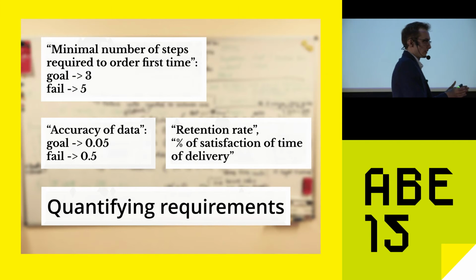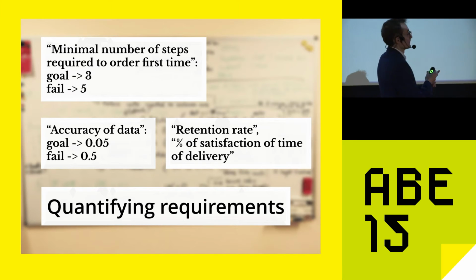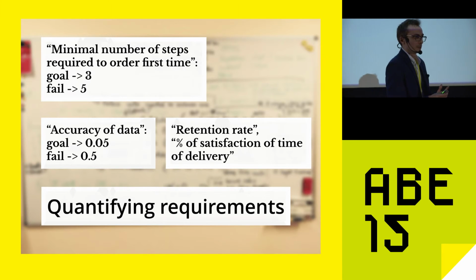So with each of these requirements, we try to find at least 2 numbers. So the goal, which is something we would like to have, and sort of a failure value, which means we're not improving, but we're also not doing worse than we did before.